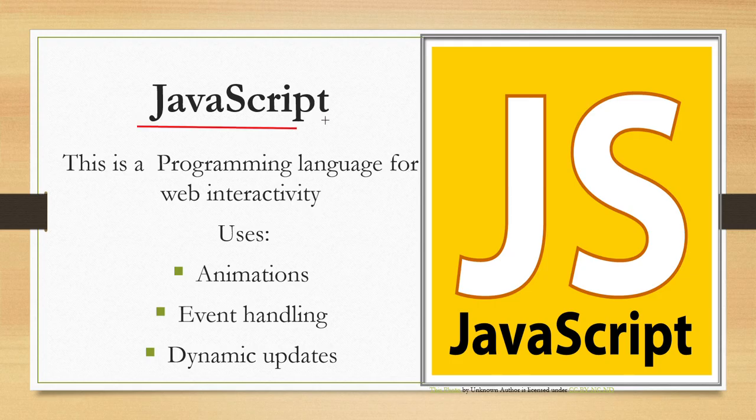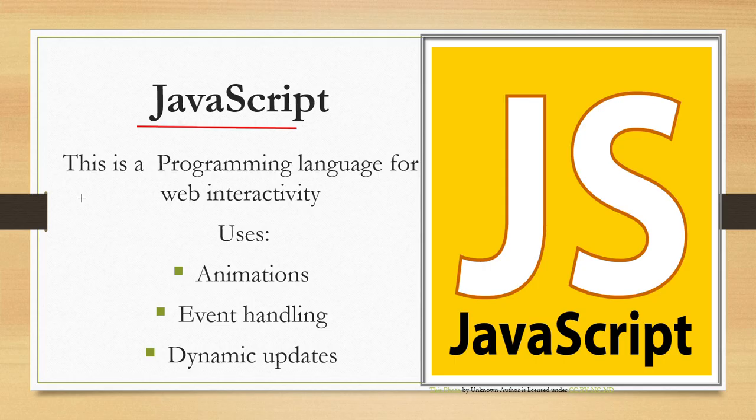JavaScript. This is a programming language used for web interactivity. Like I said, it's JavaScript that determines the behavior. You can create a successful website, you can beautify it, make it the most beautiful website, but without JavaScript, it cannot be interactive. JavaScript makes it interactive, makes it able to carry out the specific tasks you want it to carry out for you.